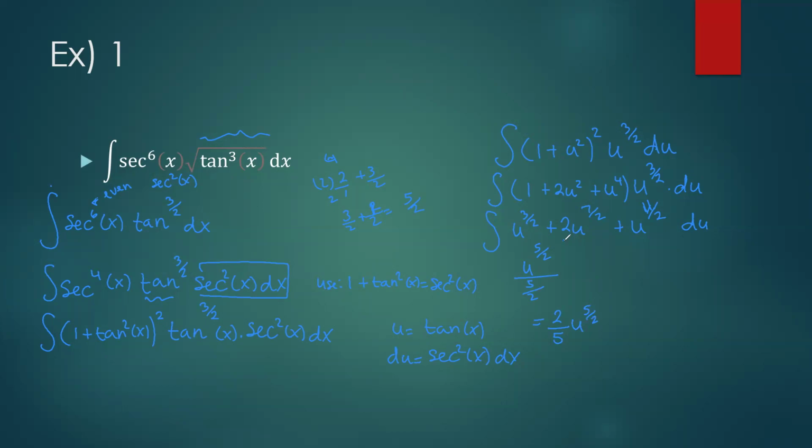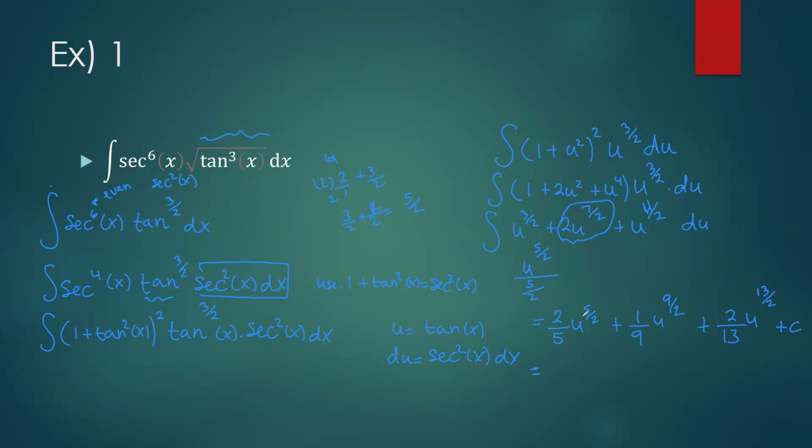And then do the same thing with 2u to the 7/2. What's the integration of that? Use your integration rule. That would be 1/9 u to the 9/2 plus, and then the integration of u to the 11/2 is 2/13 u to the 13/2 plus c.